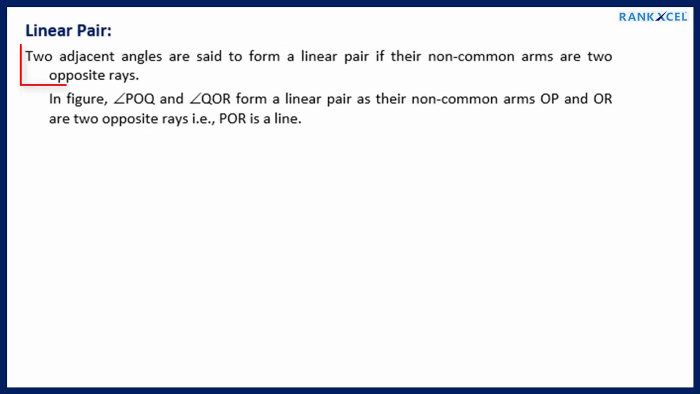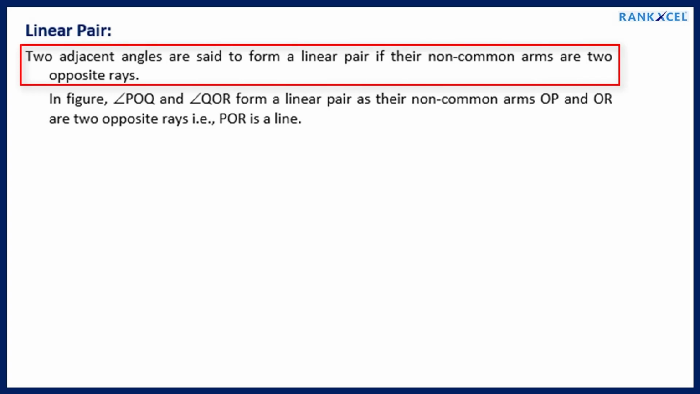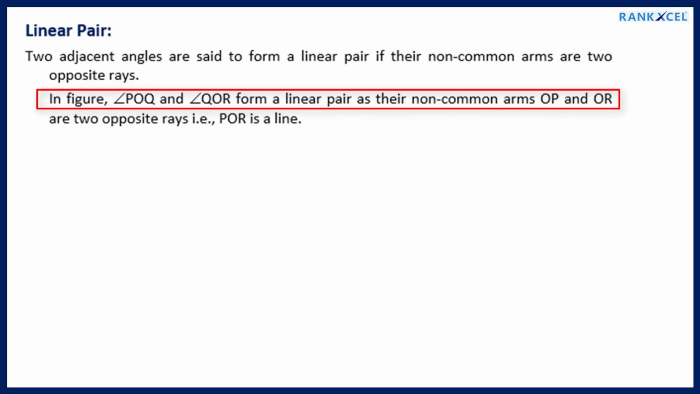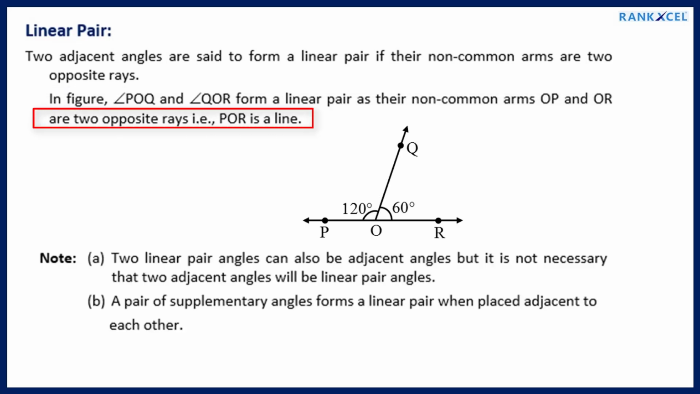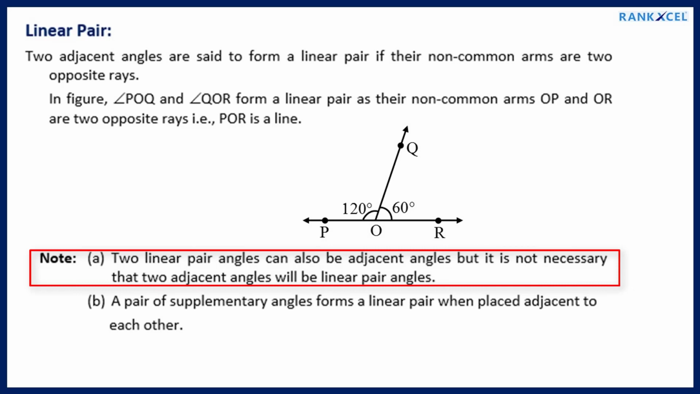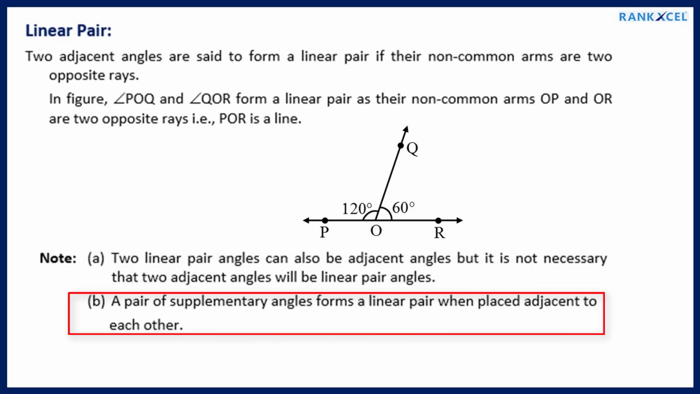Linear pair. Two adjacent angles are said to form a linear pair if their non-common arms are two opposite rays. In the figure, angle POQ and angle QOR form a linear pair as their non-common arms are two opposite rays, i.e., POR is a line. Note: A, two linear pair angles are also adjacent angles, but it is not necessary that two adjacent angles will be linear pair angles. B, a pair of supplementary angles forms a linear pair when placed adjacent to each other.